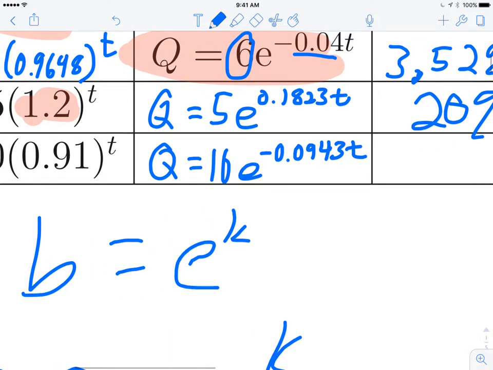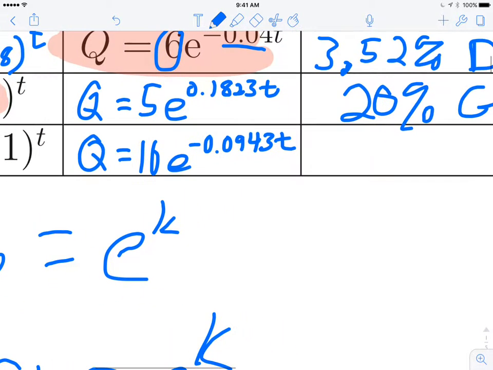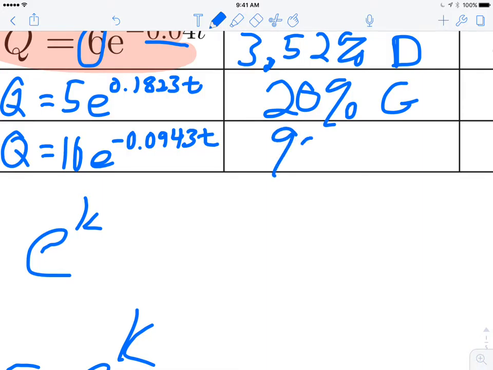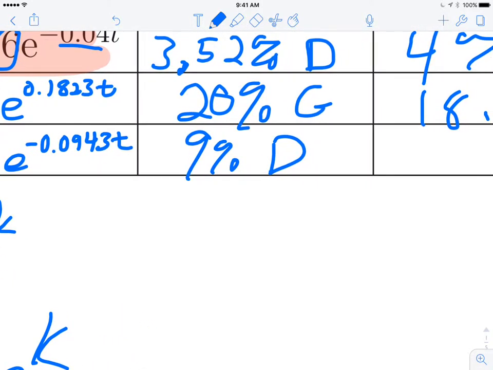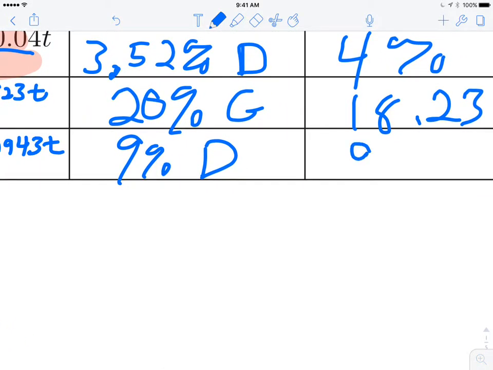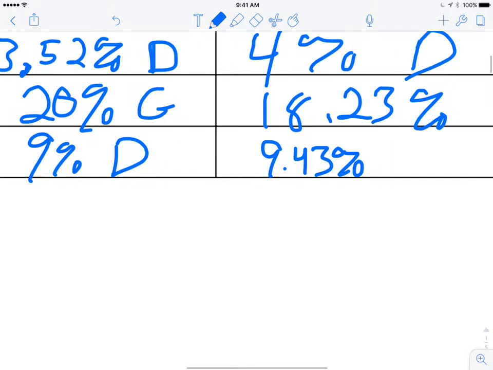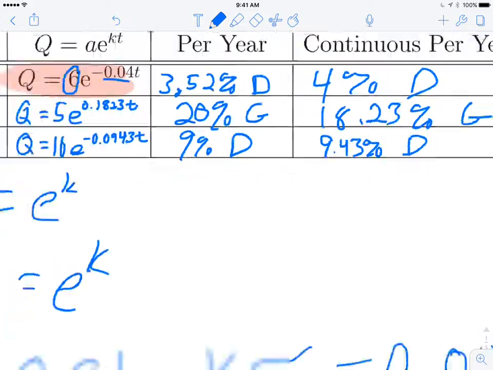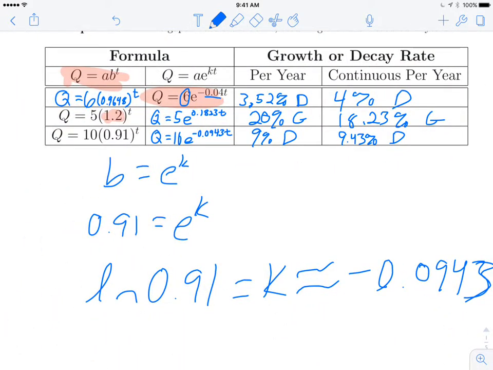I have it's 0.91, so that would be a 9% decay. Okay, and then on this side, it'd be a 9.43% decay for the continuous. All right, there you go. So that's the first step into dealing with these two different types of formulas.